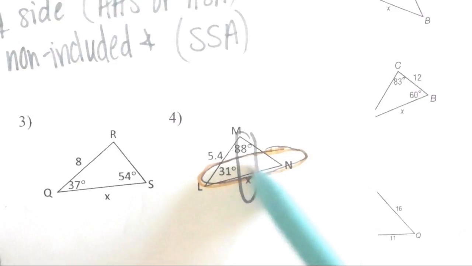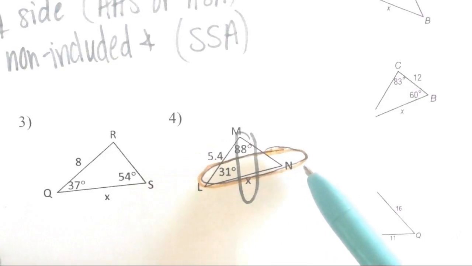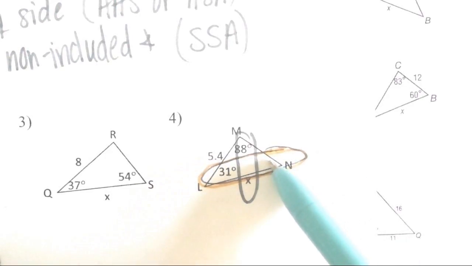I don't want to put an X. I already got an X going on. Oh, wow. What kind of shape is this? It's a triangle. What can I do? Can I not solve for this angle? Why don't I do that?